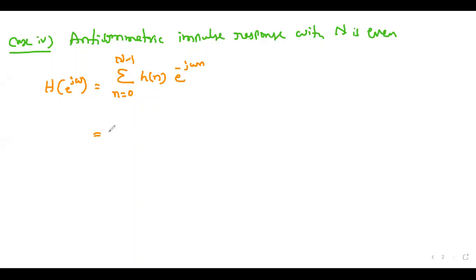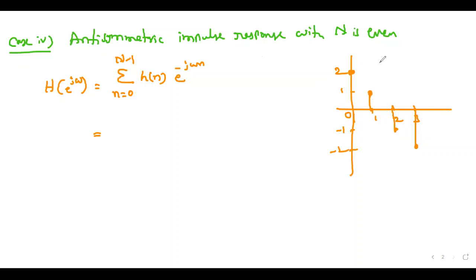Here h of n is antisymmetric with an even number of samples. So for example, we assume there are 4 samples. Since it is antisymmetric, the first sample must be equal and opposite to the last sample. If it is 2, the last must be minus 2. And in a similar way, this sample is equal and opposite to this sample. Therefore, when you add them, it will become 0.